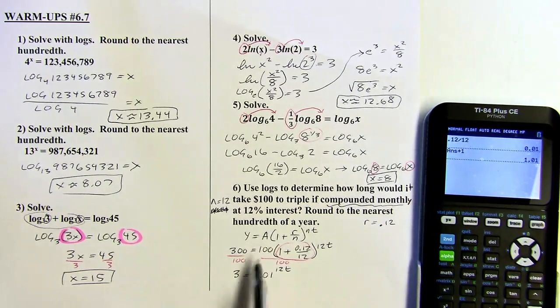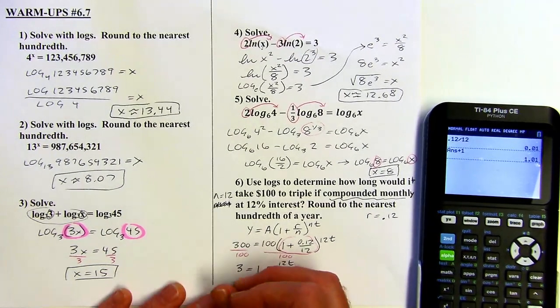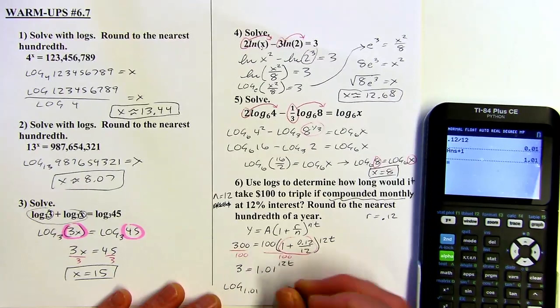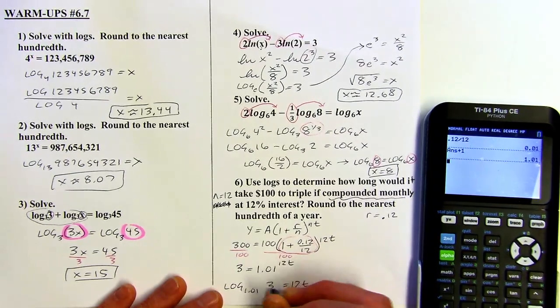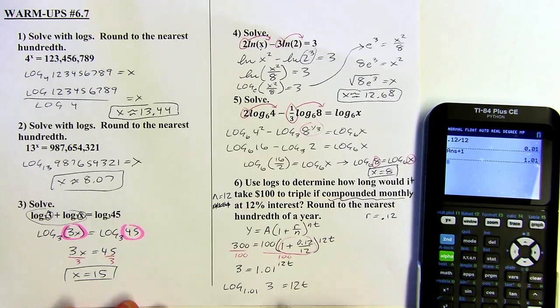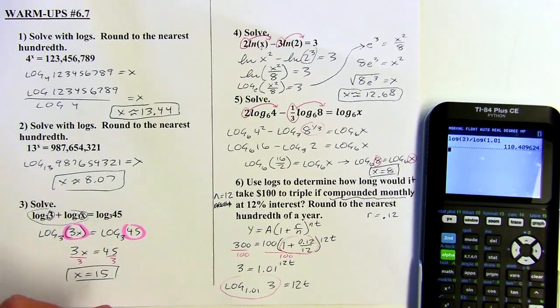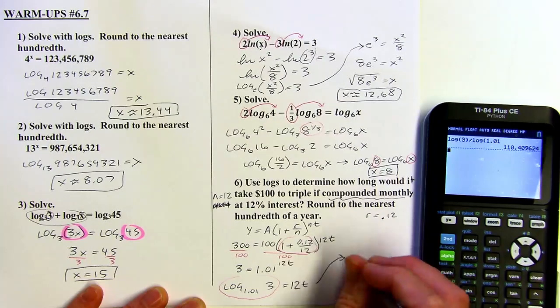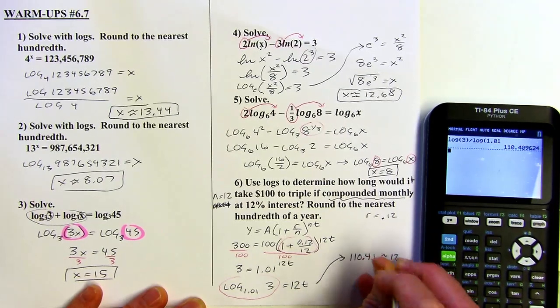At this point, I can't isolate the t any further with my old algebra techniques. I need to put this in log form. So my base is going to be 1.01. The 12t, that's the exponent, that gets isolated, and then the 3 goes right here. So I'm going to sort this part out in my calculator using change of base. That would be log of 3, close the parentheses, divided by log of 1.01. So now I've got about 110.41 is equal to 12t.